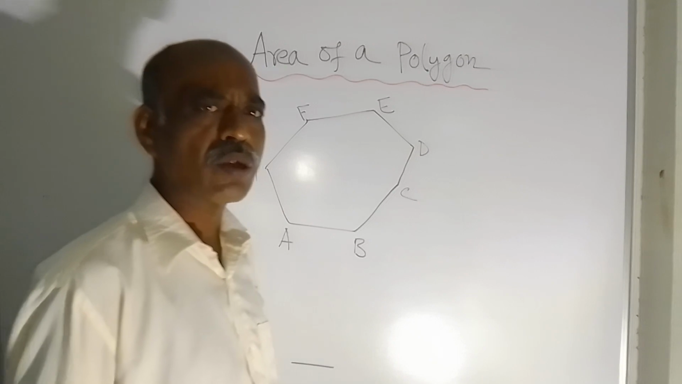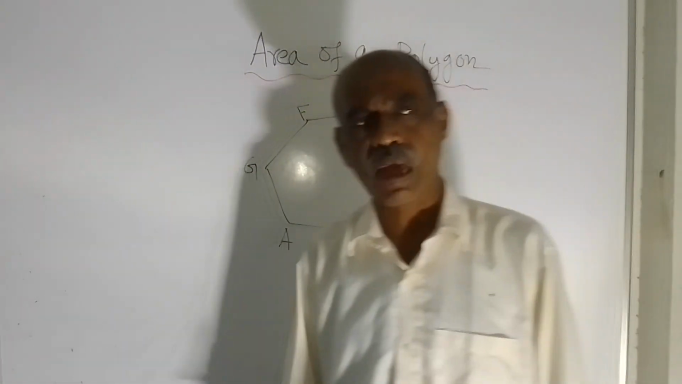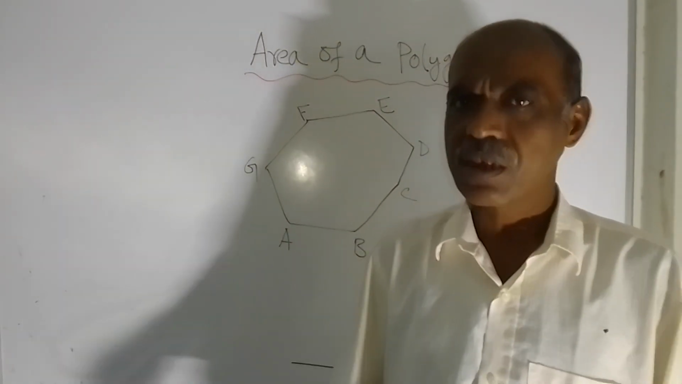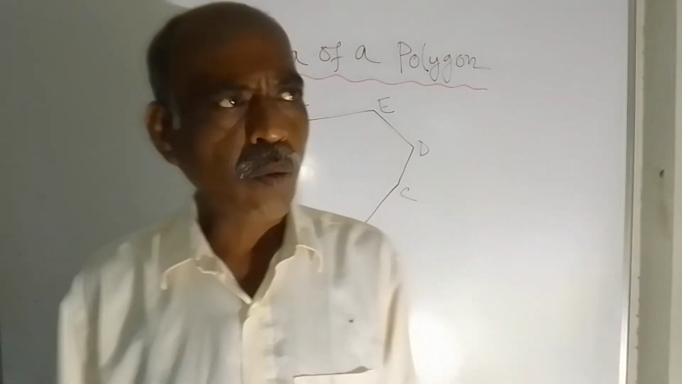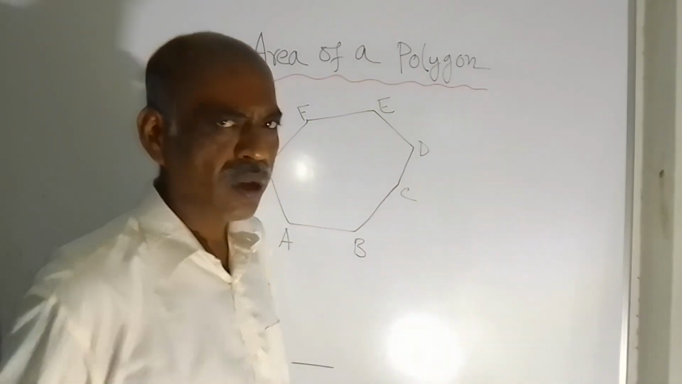You know the calculation of area of a triangle, calculation of the area of a rectangle, calculation of the area of a square, formulae are available. So for polygon, what is done to calculate the area? This is a polygon.